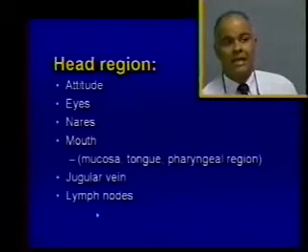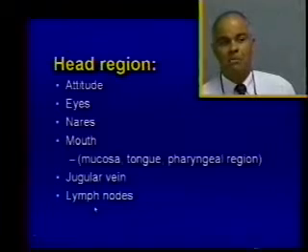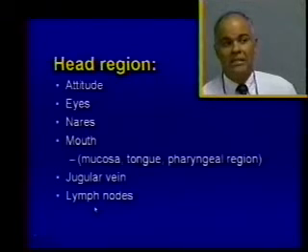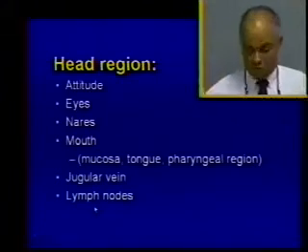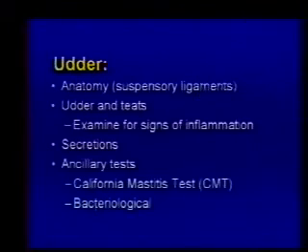And then, of course, we want to examine the lymph nodes, the submandibular lymph nodes, and the deep retropharyngeal lymph nodes. With the udder, we want to examine the anatomy of the udder, the suspensory ligaments. We want to examine the udder. Remember that the udder is divided into two halves, and each half has a quarter, so there's 4 quarters, and of course 4 teats.